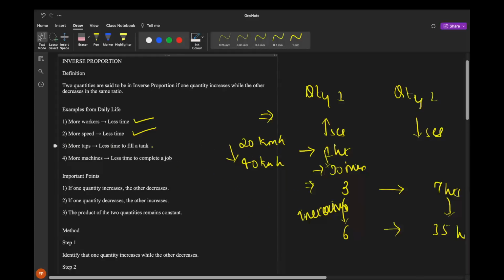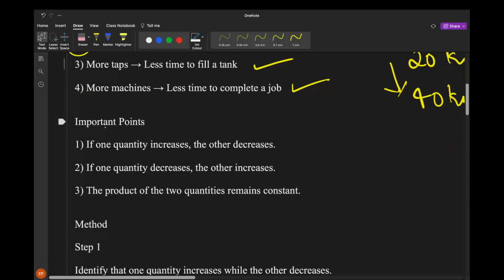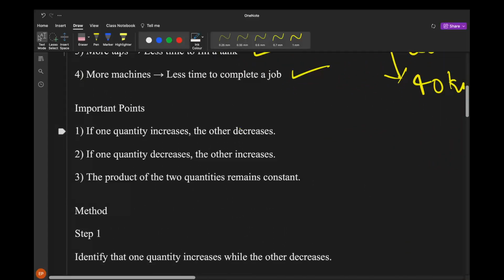More taps, less time to fill a tank. More machines, less time to complete a job. These are some important questions: more workers, less time; more speed, less time; like that. Here are some points. If one quantity increases, the other decreases. If one quantity decreases, the other increases, and the product of the two quantities remains the same.